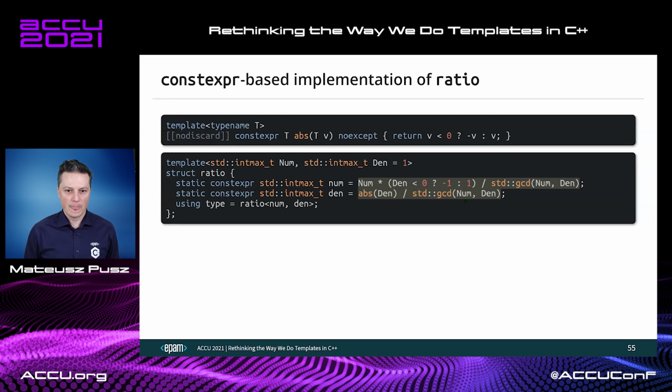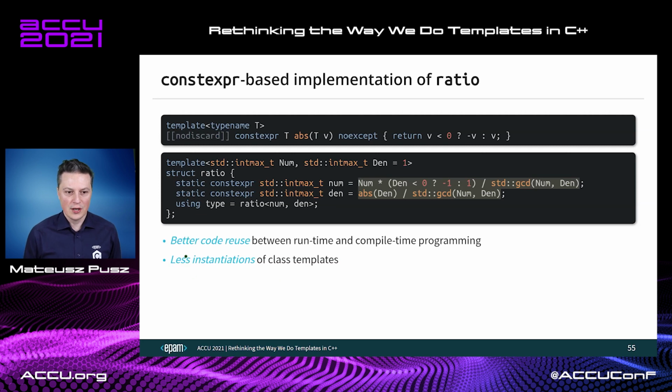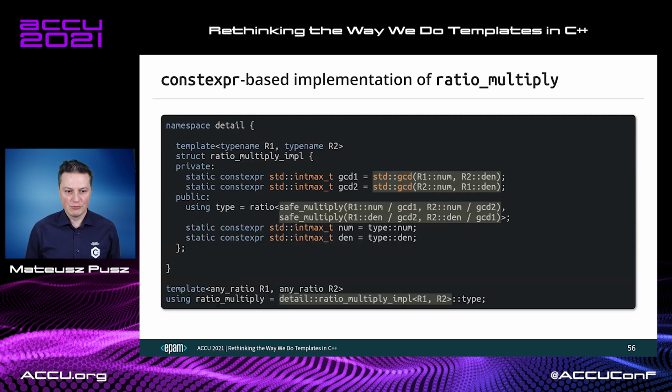And with this, we already make a huge improvement, and we are also able to better reuse our code. We don't have to have GCD as a function and GCD as a class template. One is enough. Also, this ratio multiply class template can be implemented in terms of those functions. Constexpr functions are great and improve reuse of the code and performance here.